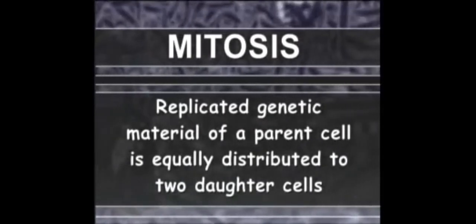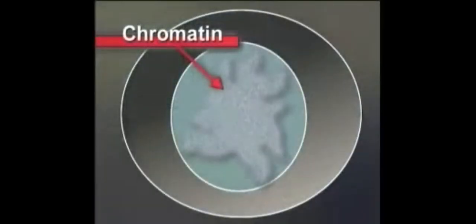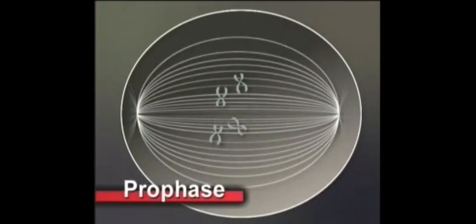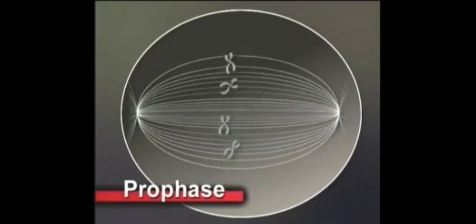It starts as all the chromosomes or genetic material are organized into entangled structures called chromatin. In the first phase, called prophase, the chromatin condenses into distinct chromosomes, and spindles that provide the mechanics for the division form at opposite poles of the cell.